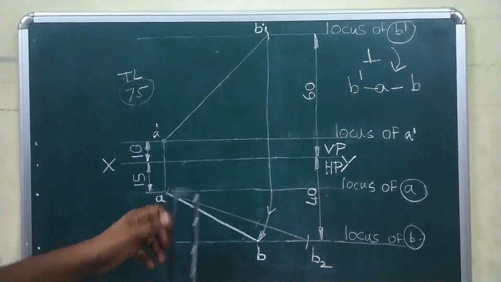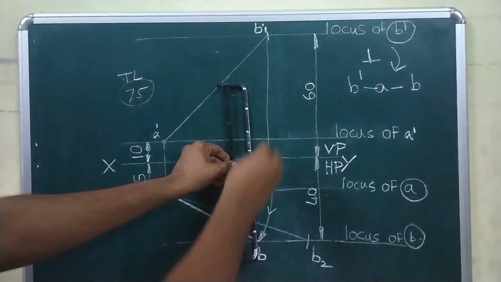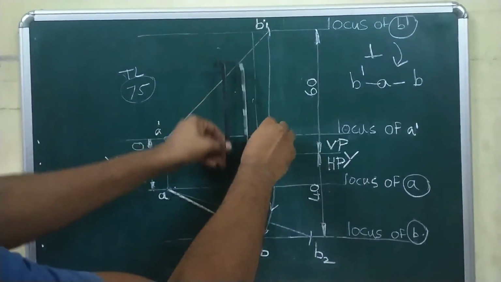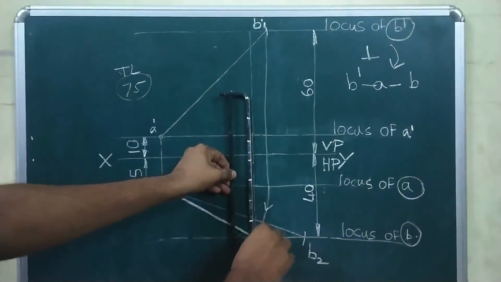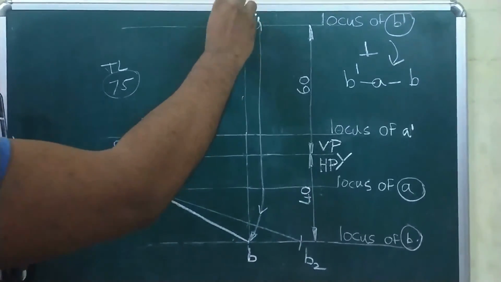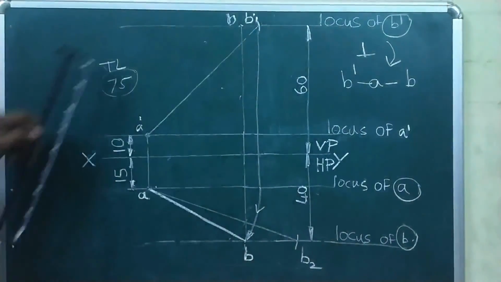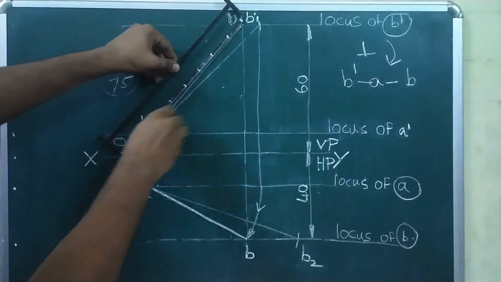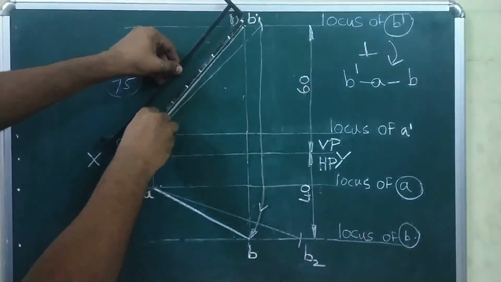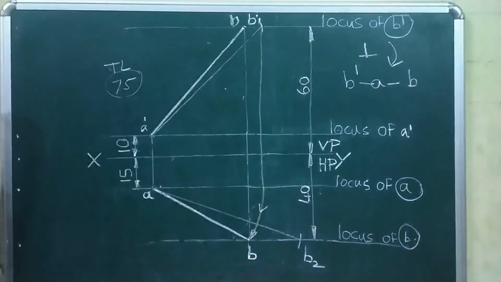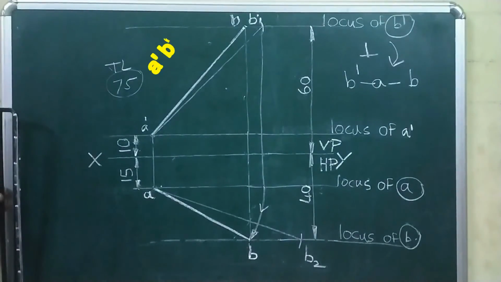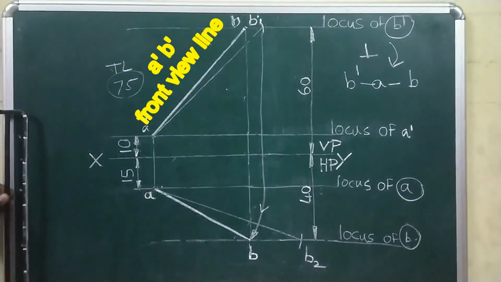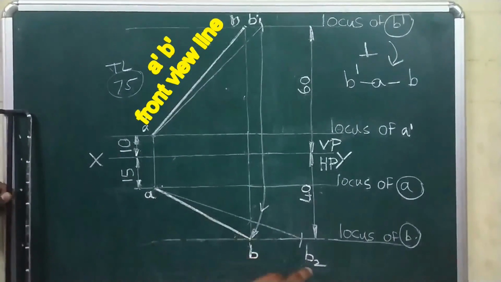From point B, draw one perpendicular line. That is nothing but our projector line. We have to extend the line up to the locus of B dash. That intersection will give our B dash point. Now join A dash and B dash with an HB pencil. This A dash B dash is our front view line. Now you can proceed in any way.